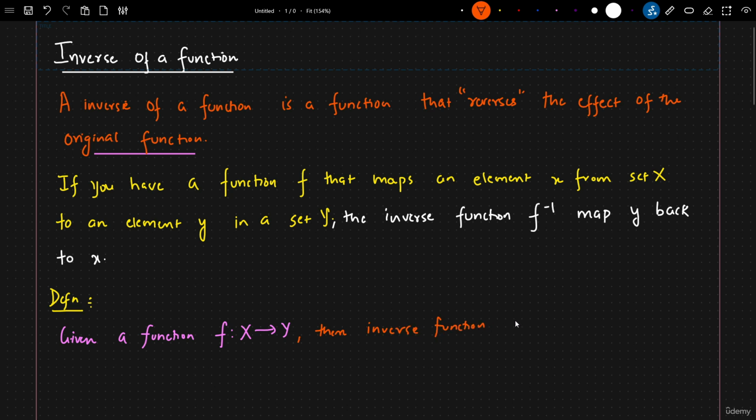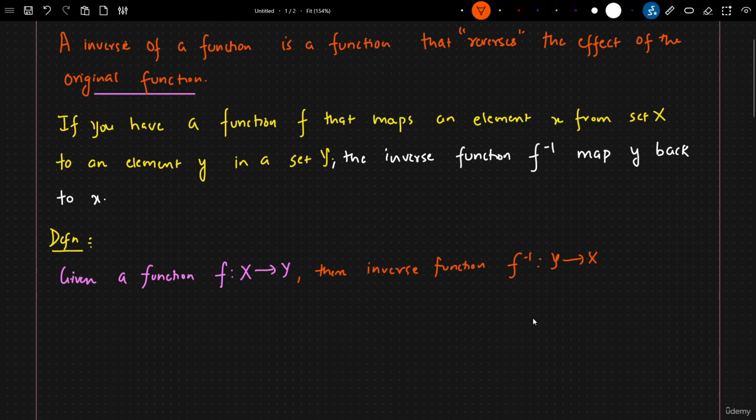is nothing but we will write f dash, and here any element y from set Y will be mapping to an element x in set X. So this is just the reverse of this. I will have an f dash function, the f inverse function, which will be mapping some elements of Y to some of the elements in the set X. Okay, so this is what the inverse function basically means. Here I also need to write one very important point.